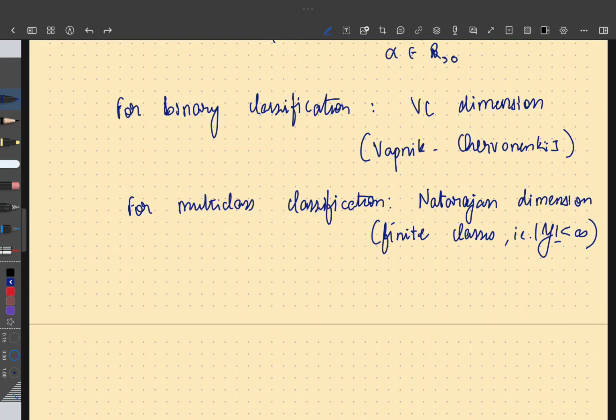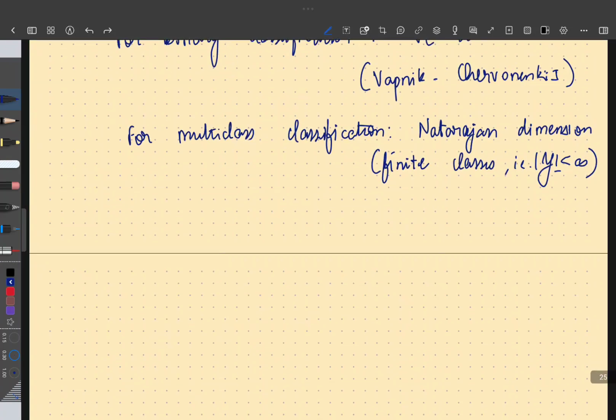But this did not hold for a very long time. It was believed that even if the label set is infinite, the Natarajan dimension characterizes PAC learnability. But it turns out that that's not the case. Very recently, people have proposed another combinatorial quantity called the DS dimension.